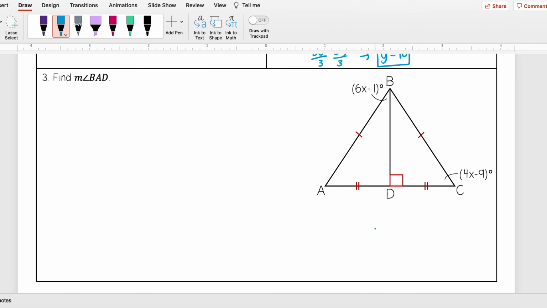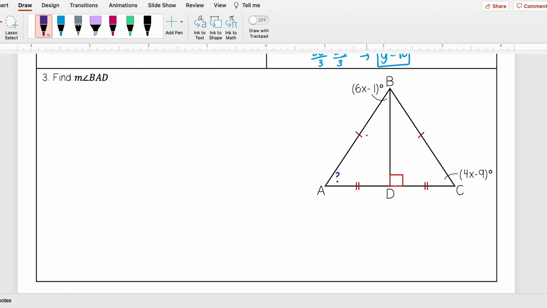Okay, now let's look at a little bit of a harder one. This one's asking me to find the measure of angle BAD, that angle measure right there. So I need to look at what information I have. I know this angle right here is 6x minus 1. I know this one is 4x minus 9. I need to figure out what I can do with that information.